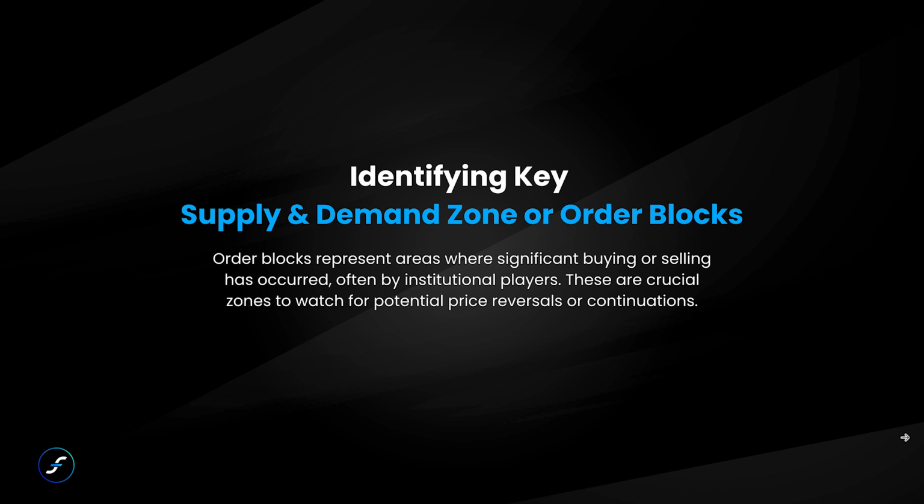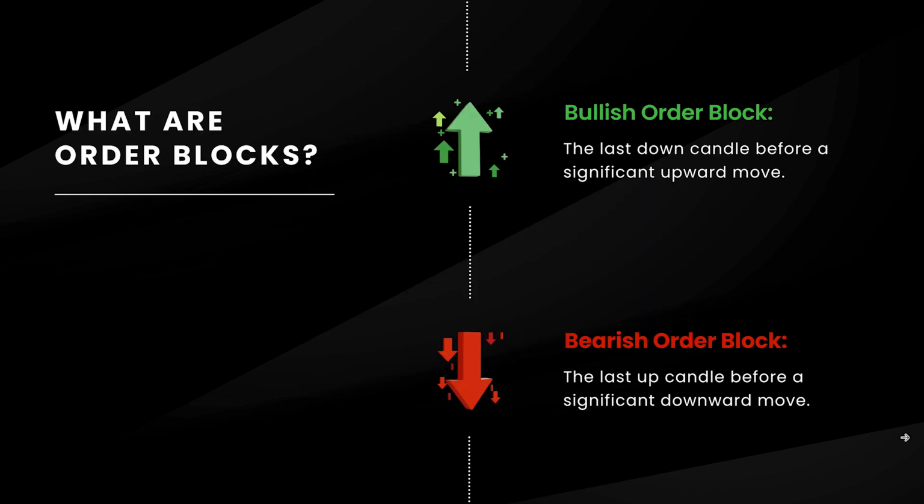Identifying the key supply and demand zones, which some of you might call order blocks. So what are order blocks? We have a bullish order block and a bearish order block. A bullish order block is the last down candle before a significant upward move, and a bearish order block is the last up candle before a significant downward move.